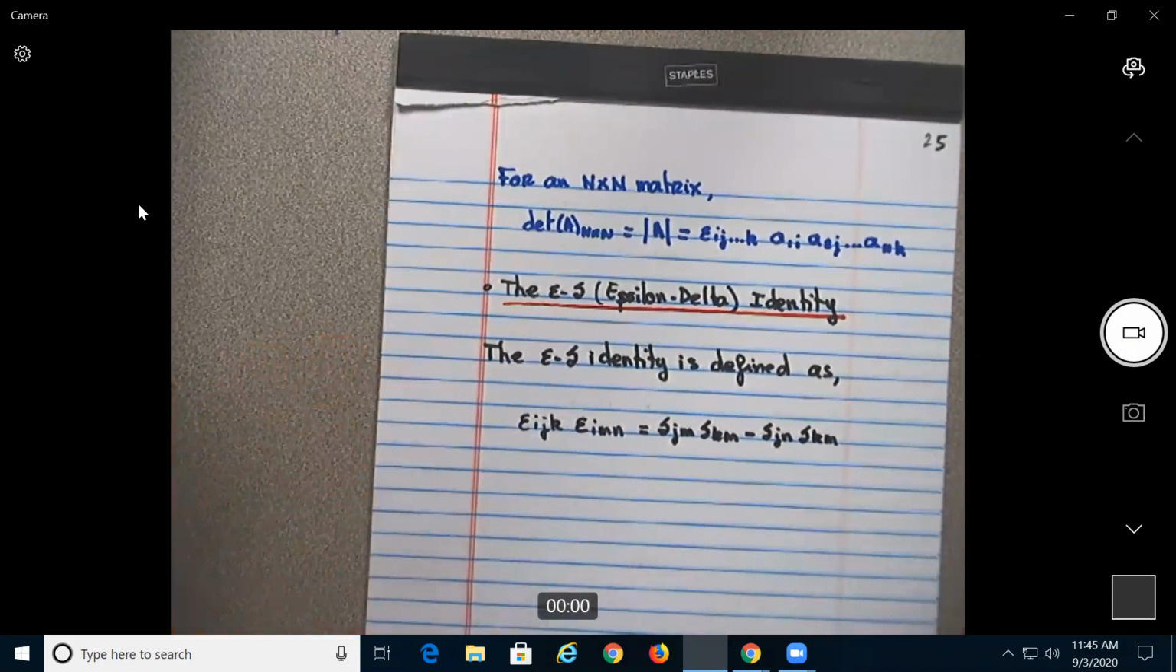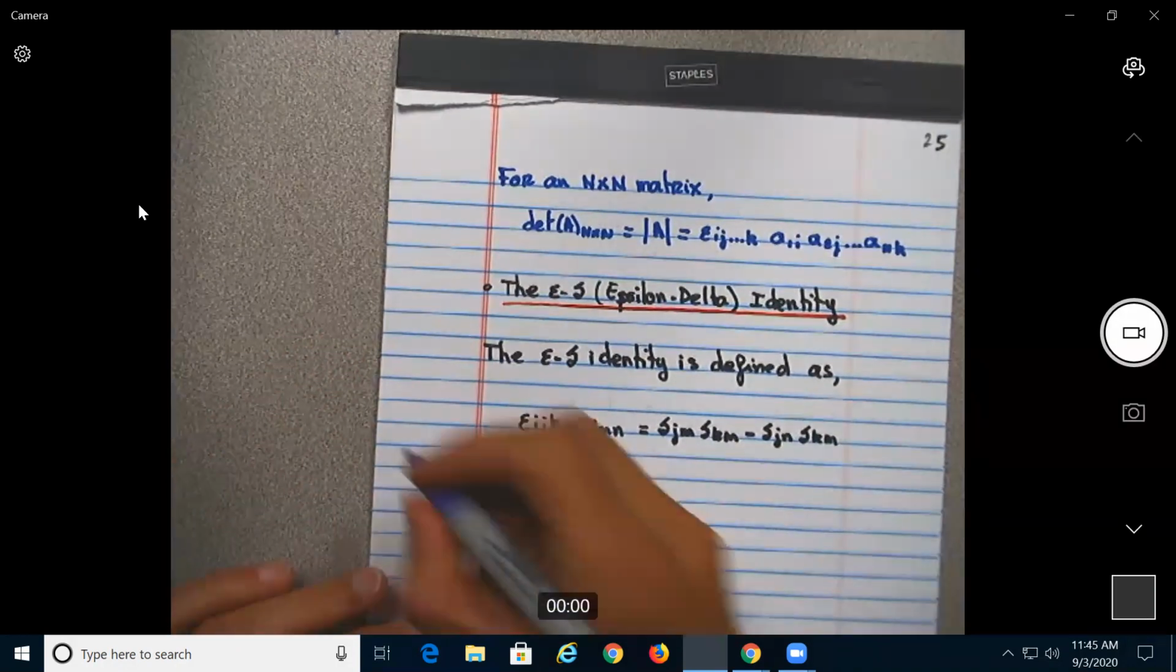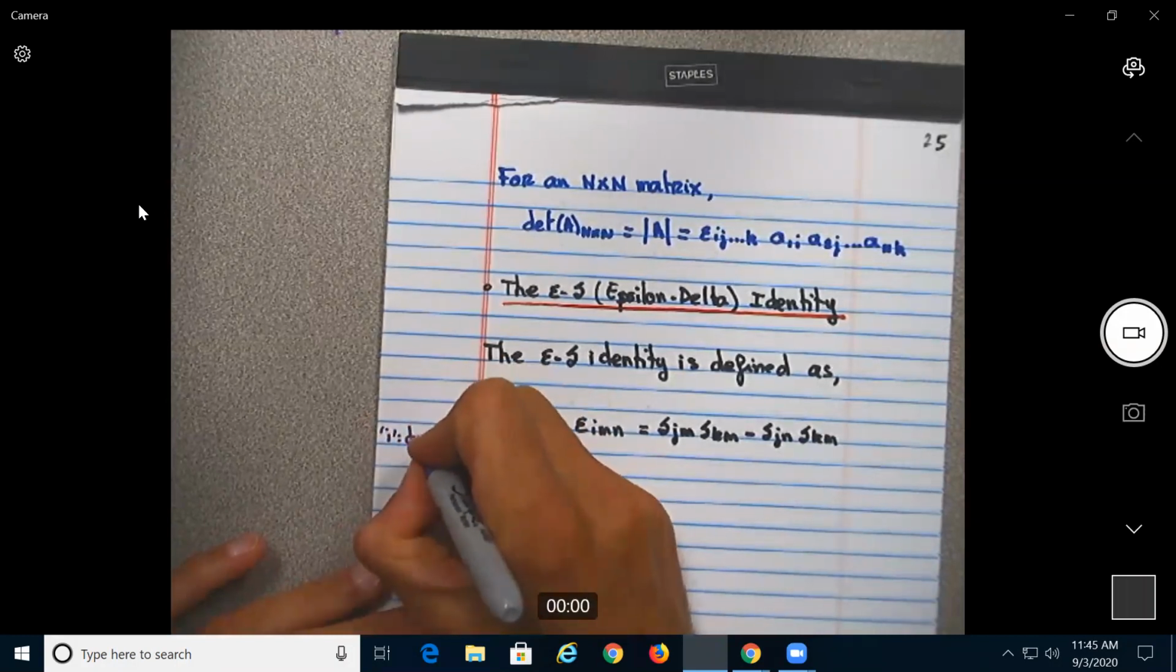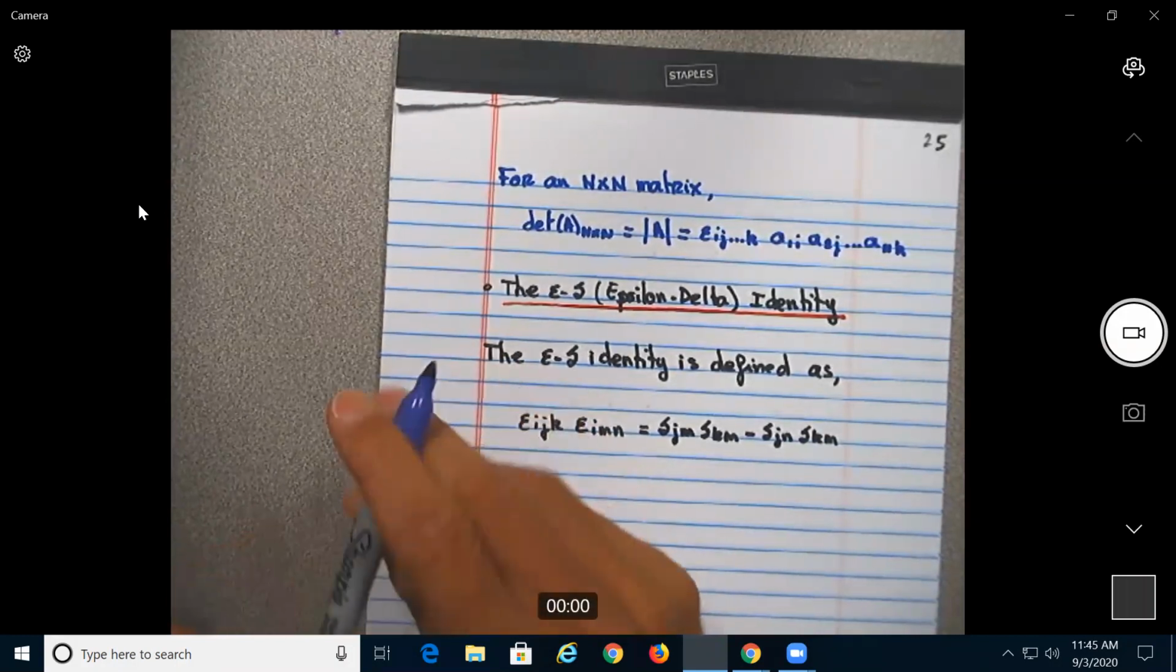So over here, i is the repeated. So the i is defined as the dummy index.